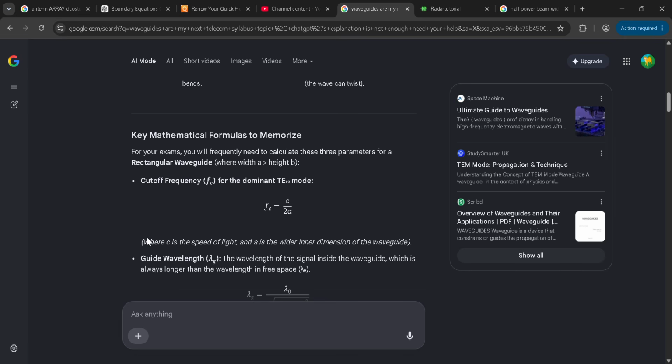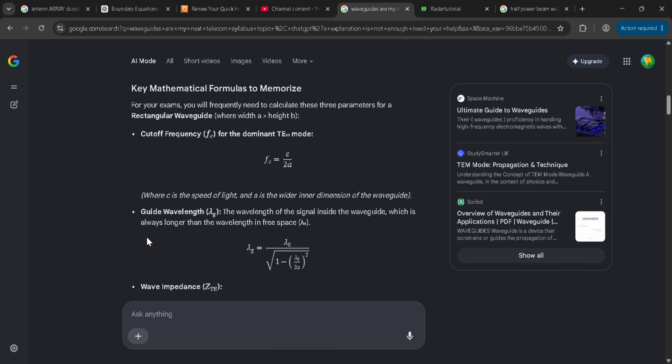Guide wavelength, lambda g, is the wavelength of the signal inside the waveguide, which is always longer than the wavelength in free space. Lambda g equals lambda naught divided by the square root of 1 minus (lambda naught by 2a) whole squared. Wave impedance, Z equals eta divided by the square root of 1 minus (fc by f) whole squared, where eta is the intrinsic impedance of free space, roughly 377 ohms, and f is the operating frequency.